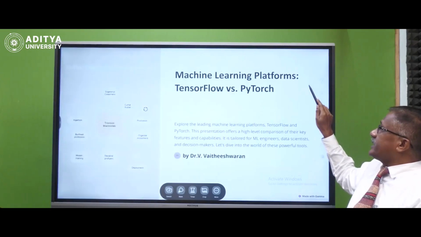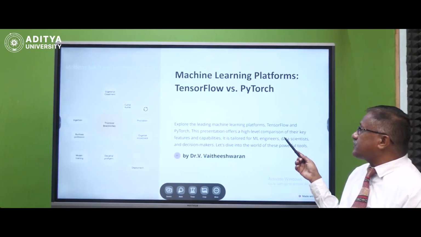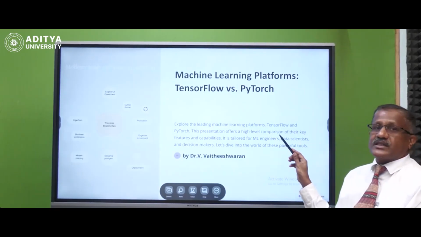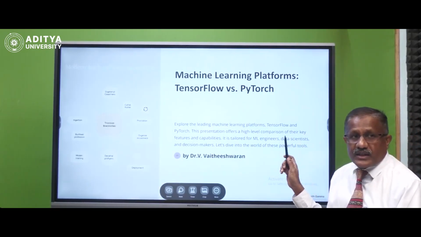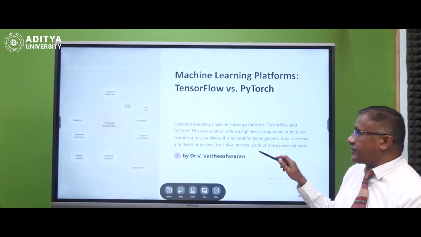Now we come to the final tool, the machine learning platforms: TensorFlow versus PyTorch. This is the last topic of the actual course. After that we will discuss the case study.